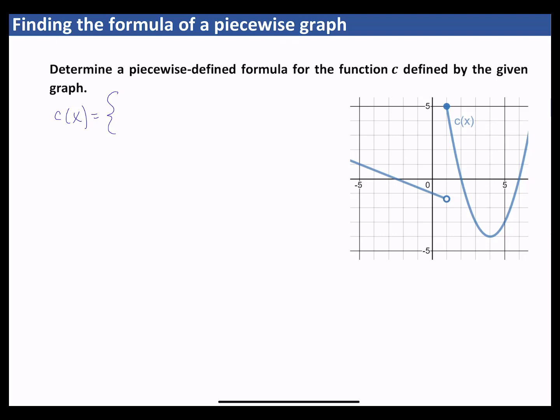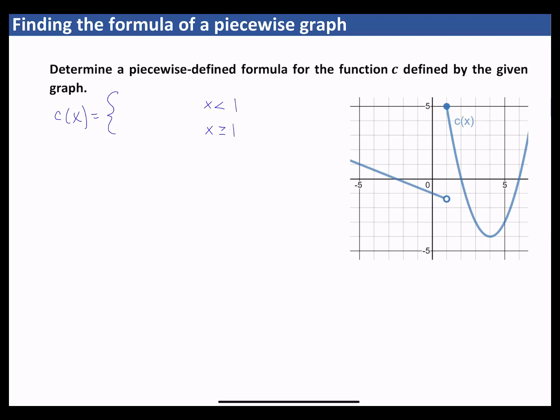I'm going to leave some space for the function formula, but we do know that the linear piece is used when x is less than 1, and the quadratic piece is used when x is greater than or equal to positive 1. And we can identify that the linear piece is defined when x is strictly less than 1 because of the open circle at the right end of the linear function. And we know the quadratic piece applies for x values greater than or equal to 1 because of the closed circle at x equals 1.